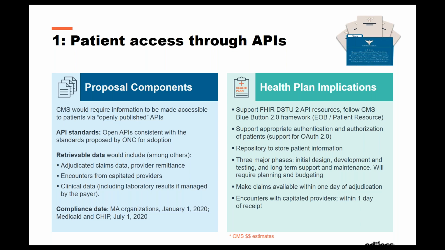I won't go into the phases, but the CMS has definitely laid out that there's going to be planning and budget involved. You have to make claims available within 1 day of adjudication. That goes for encounters as well, making sure that these things turn around and they're updated quickly. Remember, there's an estimate here. I'm not going to tell you what CMS thinks the estimate is because I think it's short. I think if you work with what's out there and you can be smart, you can get under the budgets, but CMS has put their estimates out there for plans.